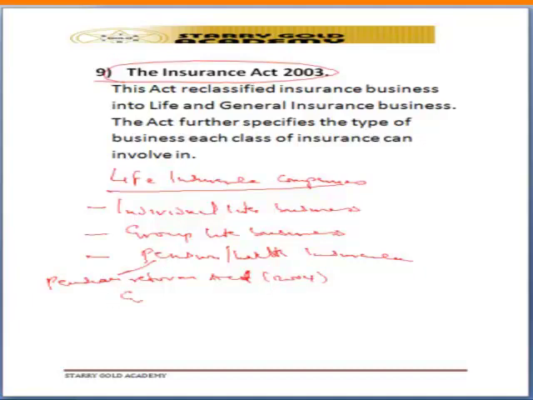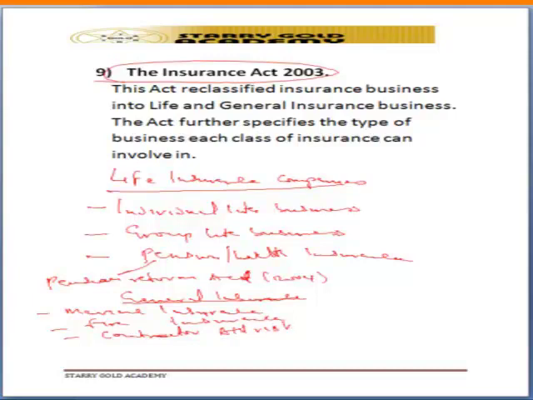For general insurance companies, they can do marine insurance, fire, contractor risk, aviation, property insurance, and all forms of insurance that do not involve life.